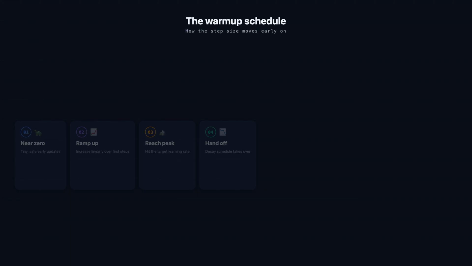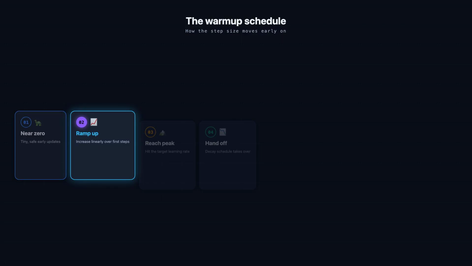So what does the schedule actually look like over those opening steps? Walk it forward in 4 beats. At the very beginning, the step size sits near 0. Every update is deliberately tiny, so even though the weights are random and the gradients are unreliable, nothing catastrophic can happen this early. From there, the schedule increases the step size, usually in a straight line, over the first few hundred or few thousand steps. Each step gets a little bolder as the training signal becomes more trustworthy.